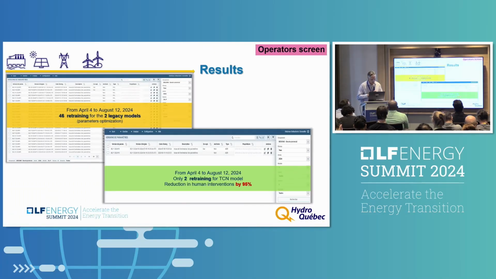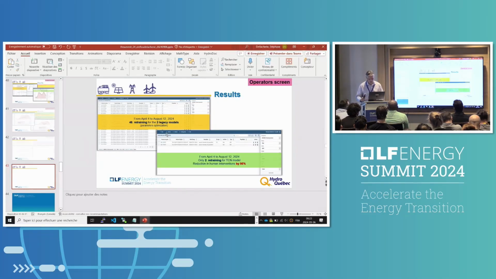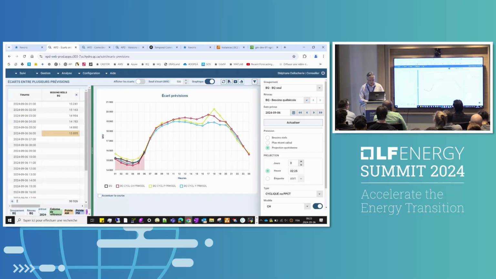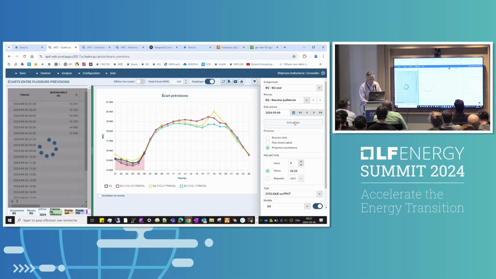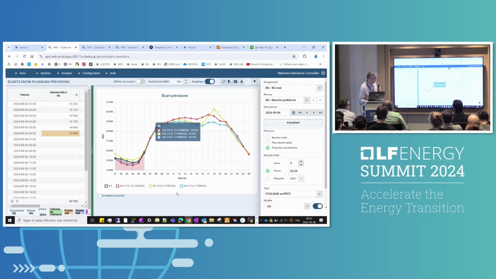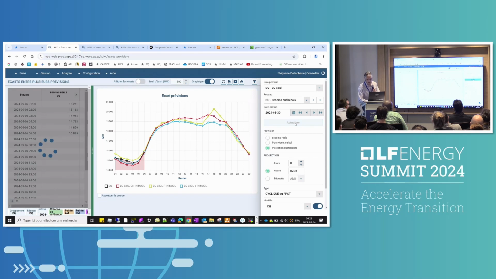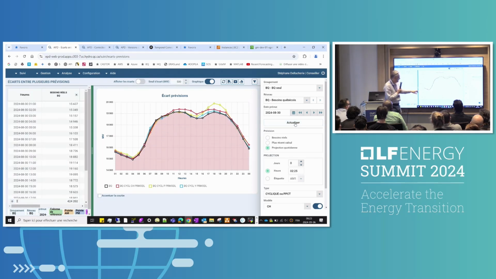So bottom-up, okay, but before that I will show you here. This is the reality in Quebec up to now. I will refresh. You see that our TCN model is very good this day. And I will show you what happens during 1 week. You see here that the TCN model was very good. This is the blue. The older legacy model is the yellow, and the most modern legacy model is the red.